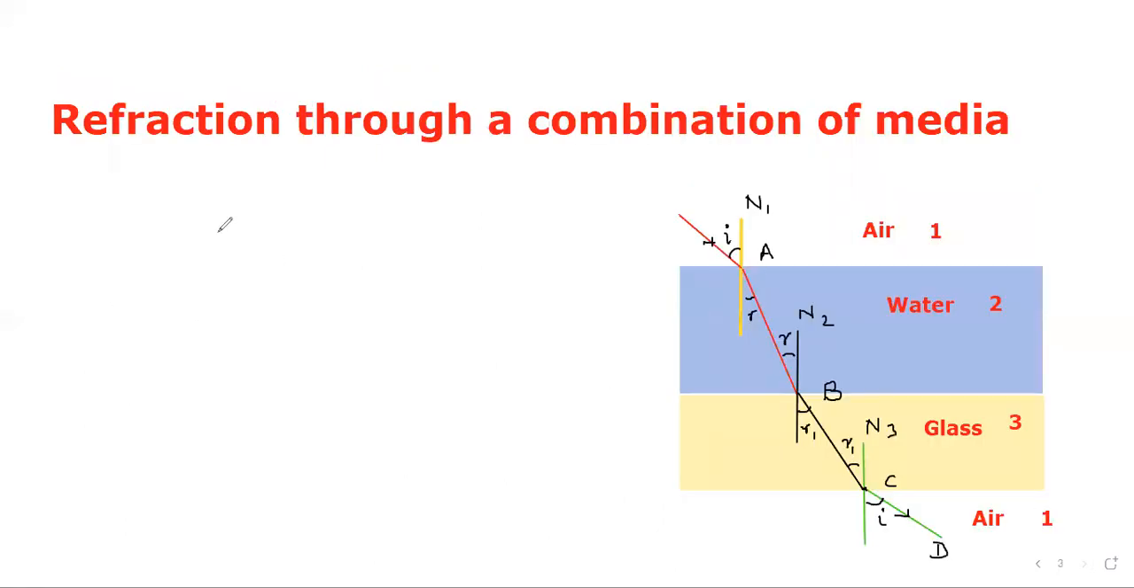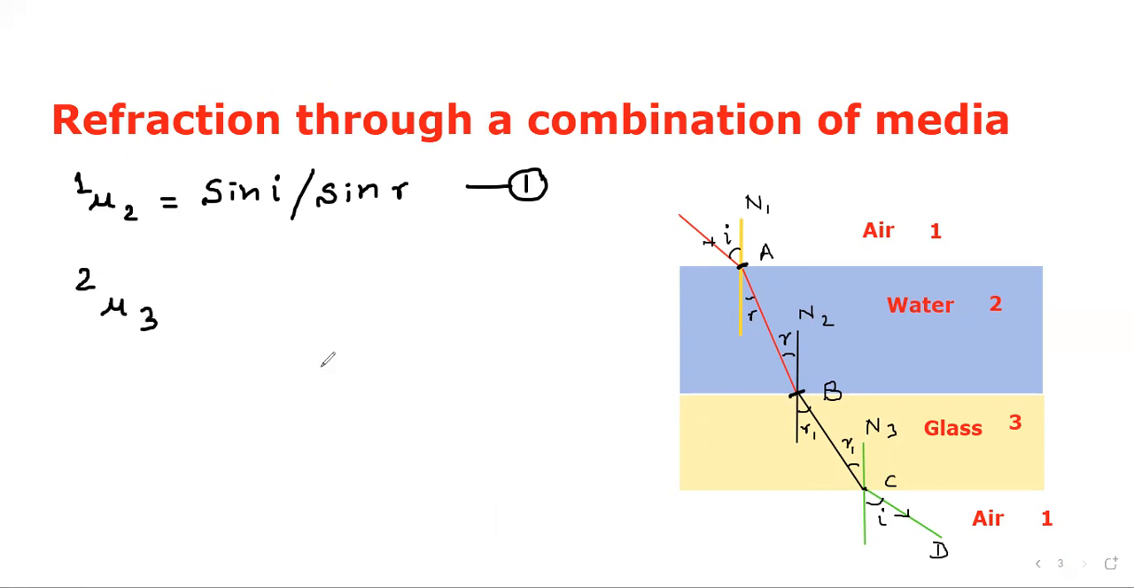Now, refraction through a combination of media. At point A, we write 1 mu 2 equal to sine I divided by sine R. Suppose this is equation number 1. Now let's go to point B. This is medium number 2. This is medium number 3. Here, the light ray enters from medium 1 to medium 2. That is why 1 mu 2 equals sine I upon sine R.